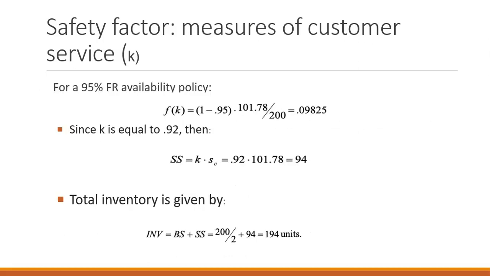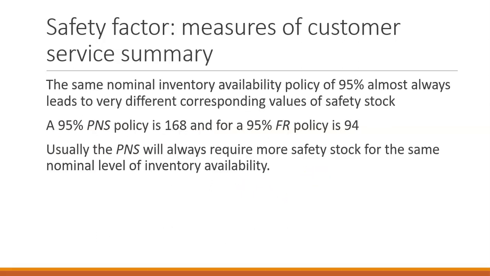order quantity. So if we look at this 95% fill rate availability possibility, so we then get a K equal to, so if we have 0.92 here, so we get safety stock of 94. So you can see how the different K values give you different information. So we have the same inventory availability possibility of 95% leads to different corresponding values of safety stock.